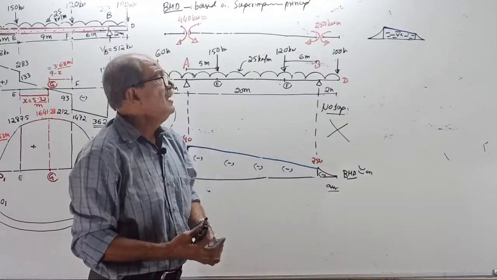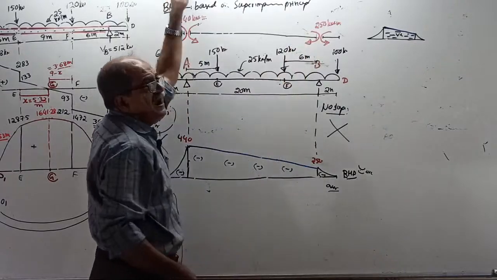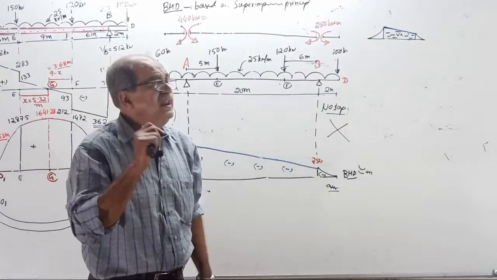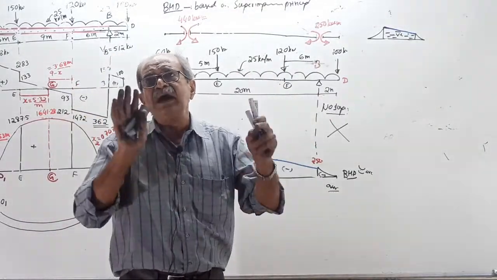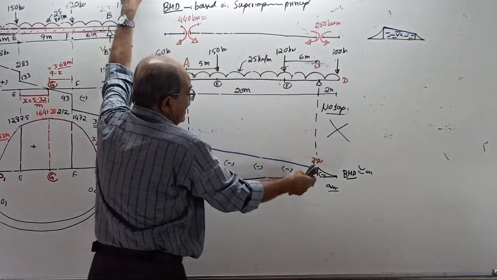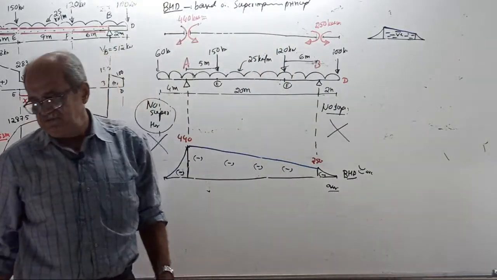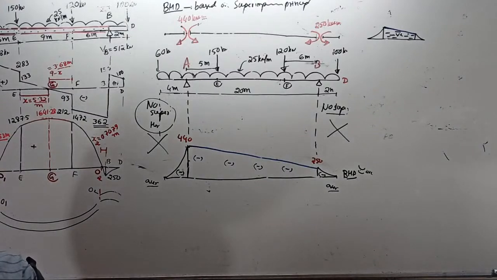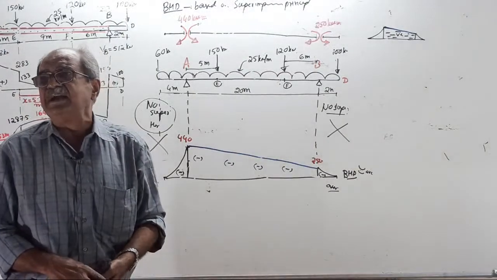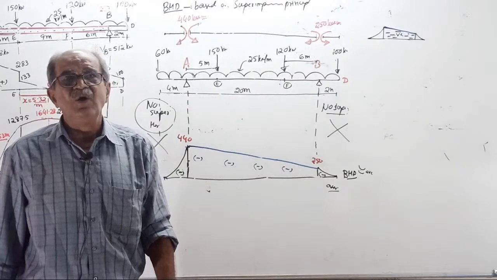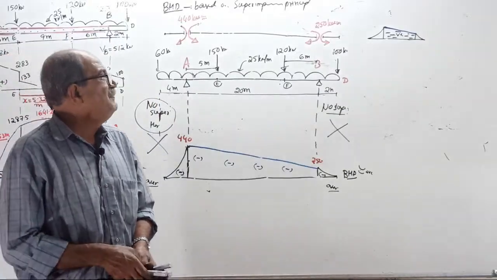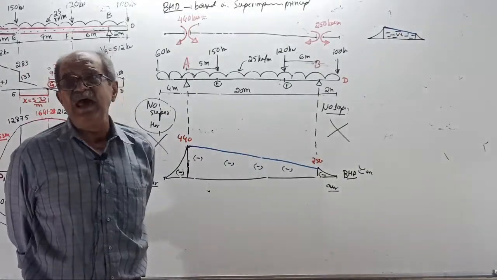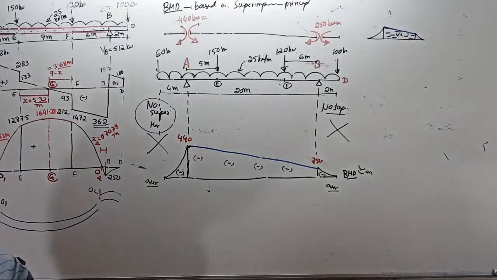Now tell me, it is incomplete. If you remove this 440 and 250, their effect is removed. The end couples are removed, they have no effect. Tell me, what remains? If there is no load, SF is constant. When SF is constant, BM is linear. When SF is zero, only then BM is constant.